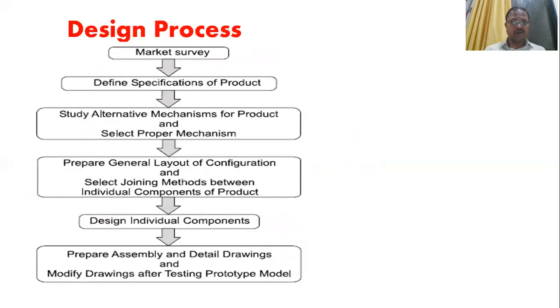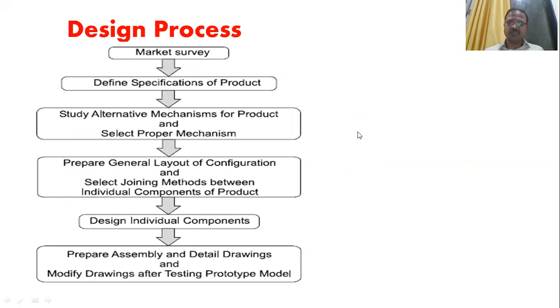Now, the typical design process involves a number of steps, starting from market survey to the specifications of the product, mechanisms involved, generalized layout, designing of individual components, and preparing assembly and detailed drawings. First of all, a market survey is done in order to identify the need of the component. What is the exact need? What kind of similar products are available in the market? What is their cost? What are their specifications?